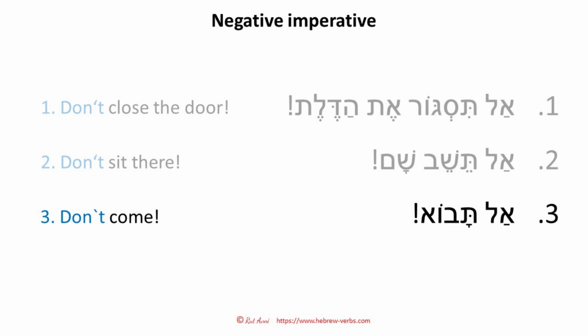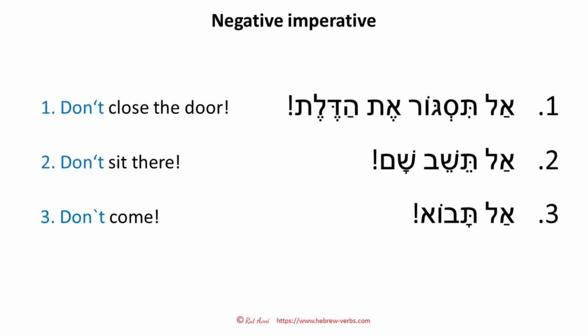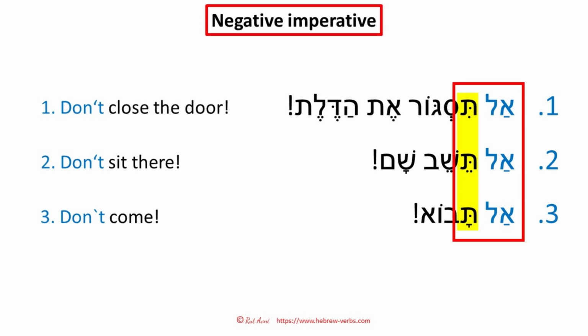Okay? Now, when we look at all of these sentences, they all have al for "don't," and then they all have the future tense. Great. This is the only way to make a negative imperative. There is no other way. You cannot say al sgor, that means like al and the imperative. Not possible. You need the future tense.